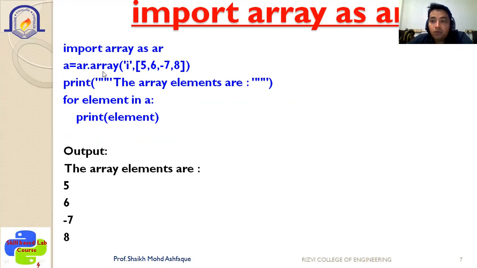Once again, we are creating an array with the same syntax: array, then the type code, then the data. After that, in a similar way, we display all the elements available inside the array by using the for loop: for element in a, then print element. You can see the output. All the elements inside the array are now displayed: 5, 6, minus 7, and 8. This is how we import using the second way.